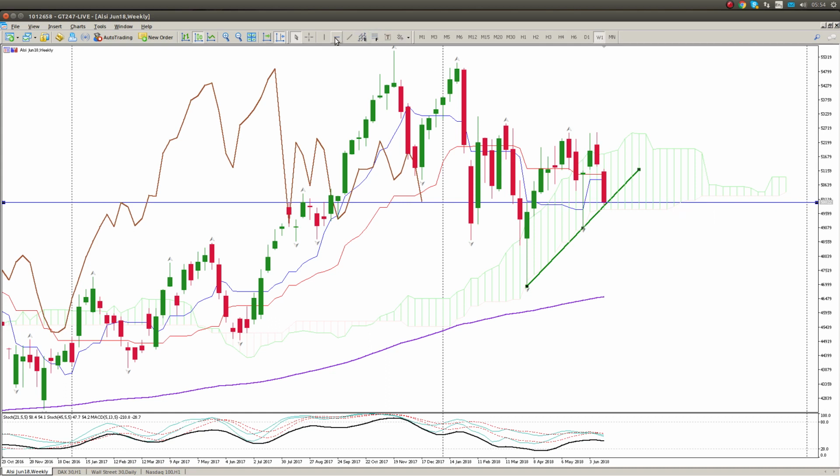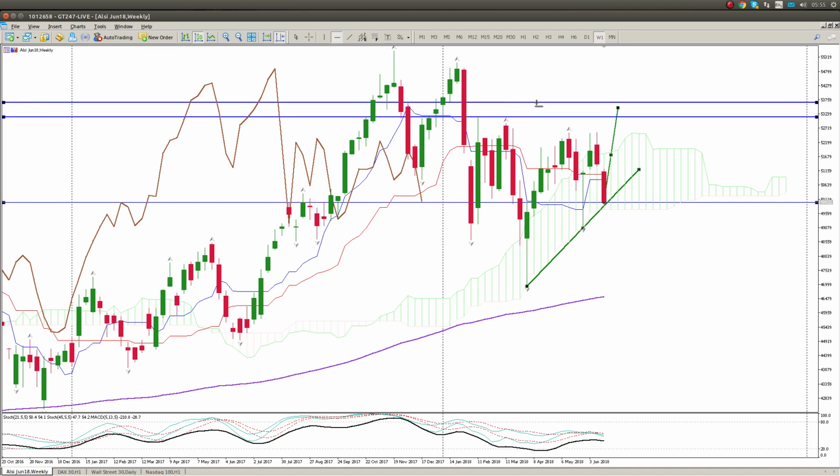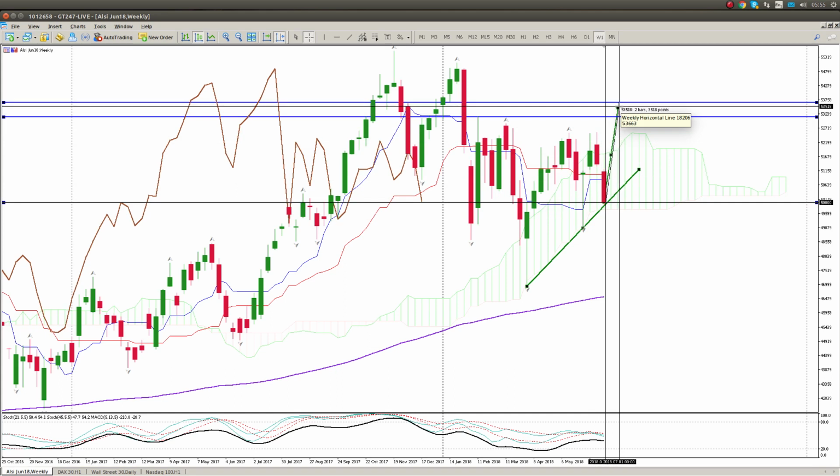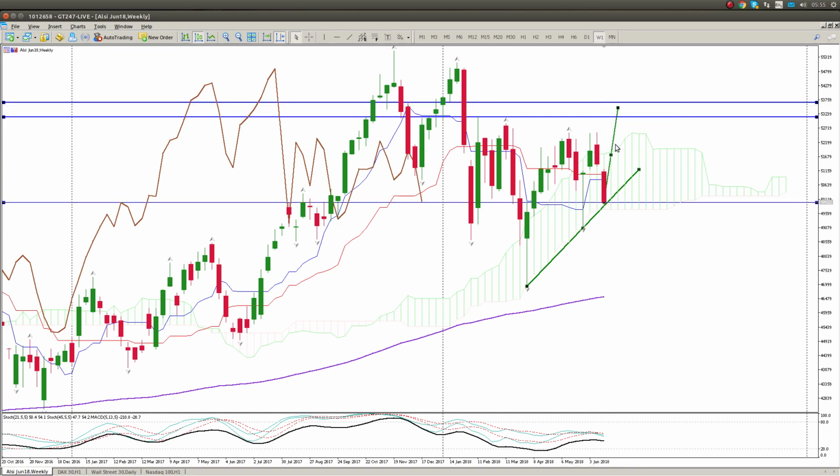And pretty much what we'd be looking for is something like this. So we would expect a visit probably to the top there, and then the next logical target is going to be this tail here. Okay, so that's kind of the setup that's in play at the moment, provided that this trend line holds. So that would be pretty much a 3,500 point move. Okay, so that's what the weekly is looking like at the moment.